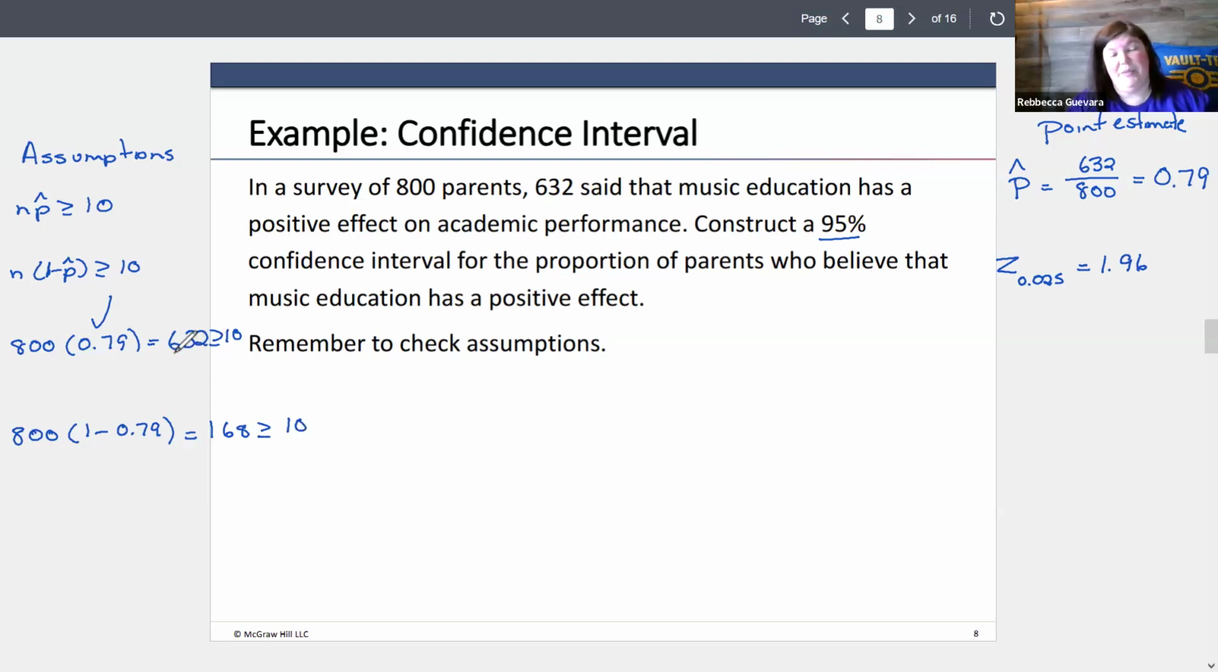So this is how many people were saying it had a positive effect. This is how many people were not saying it had a positive effect. So that's what we're looking for, the people who favor and the people who don't. So we're looking at basically the event and its complement. And we're just going to make sure that the portion of the population in either case is going to be greater than 10.